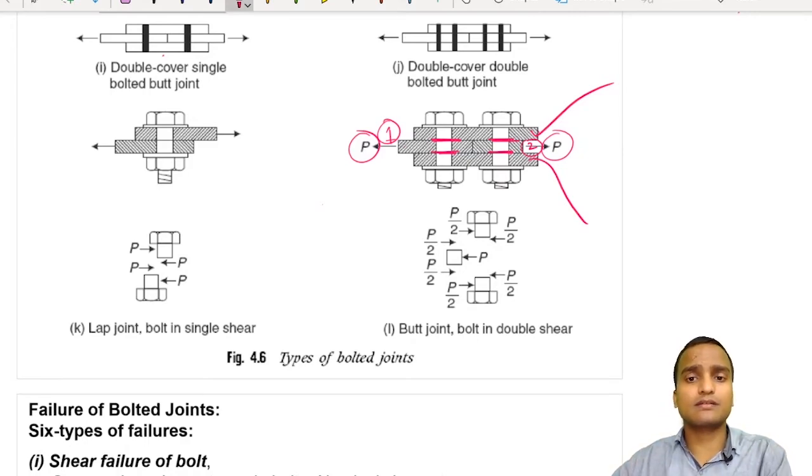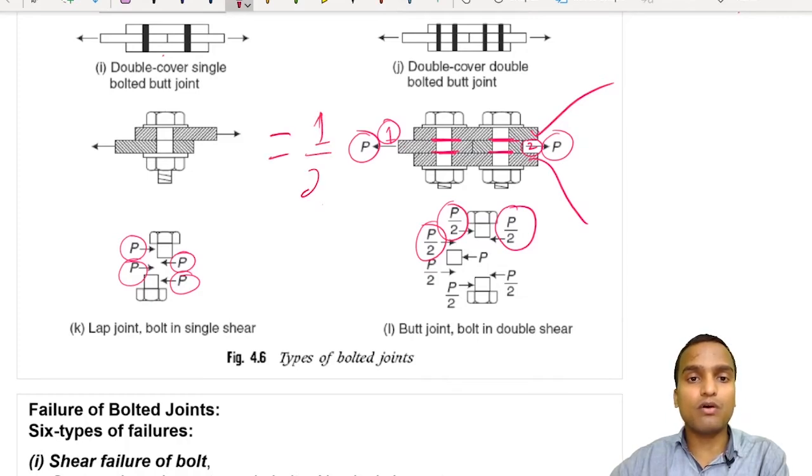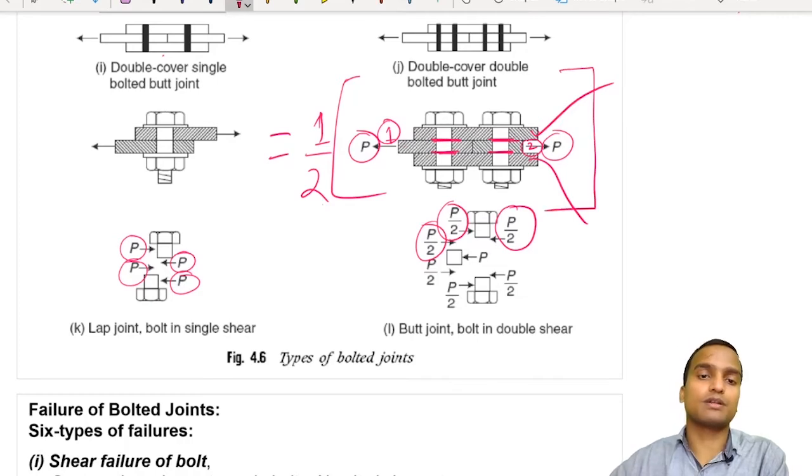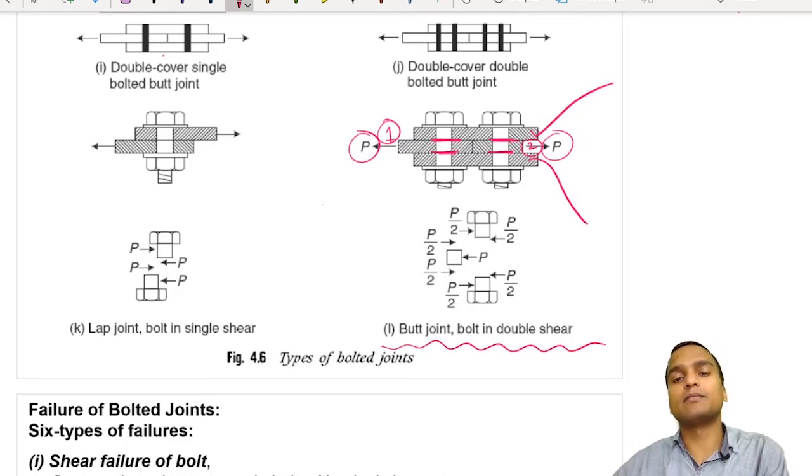So in this case, the shear stresses will be half. You see this P by 2 value, because there are two shear planes, whereas in case of a lap joint it is equal to P if you do equilibrium of forces. So the shear strength of a lap joint is equal to 1 by 2 of a double cover butt joint. Hence the butt joint has twice the shear strength of a lap joint. Is it clear to you? So in a butt joint, bolts are in double shear. This is very important to understand.